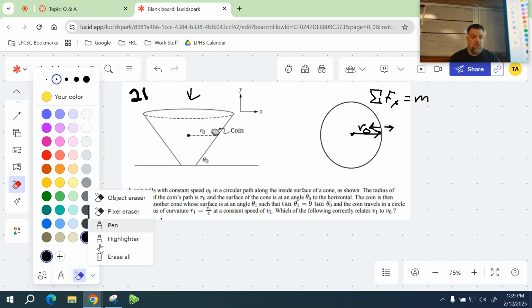I have to use this new software because the computers aren't really set up for the software that we have. I loved Google Jamboard, but Google just discontinued it.